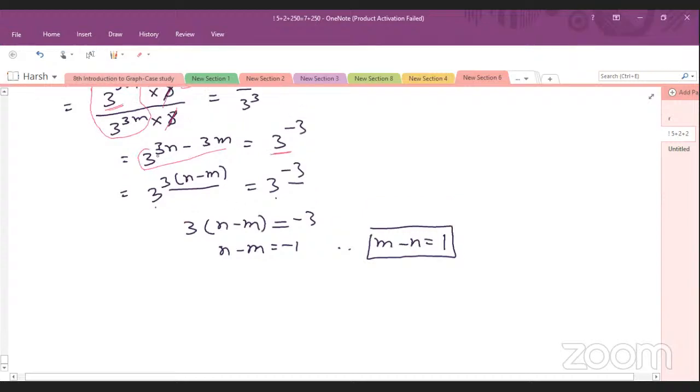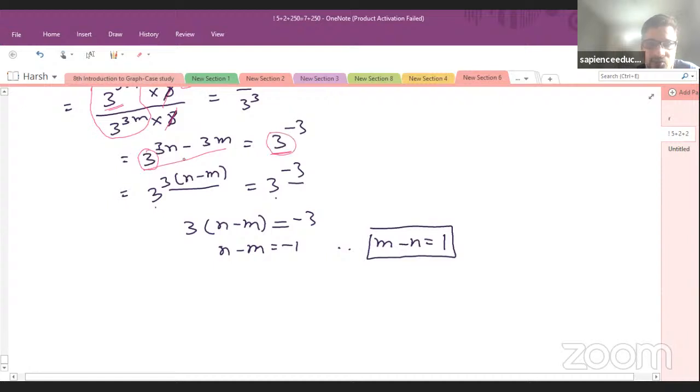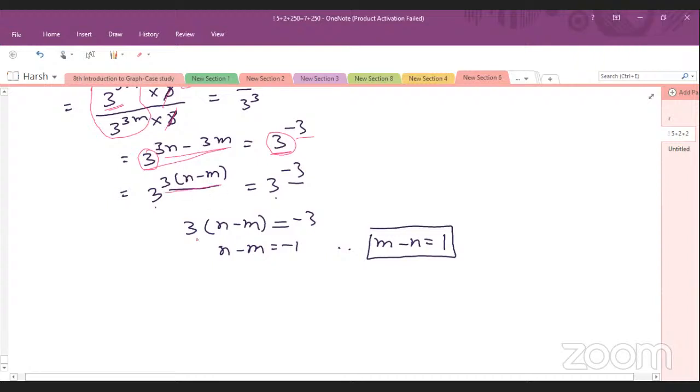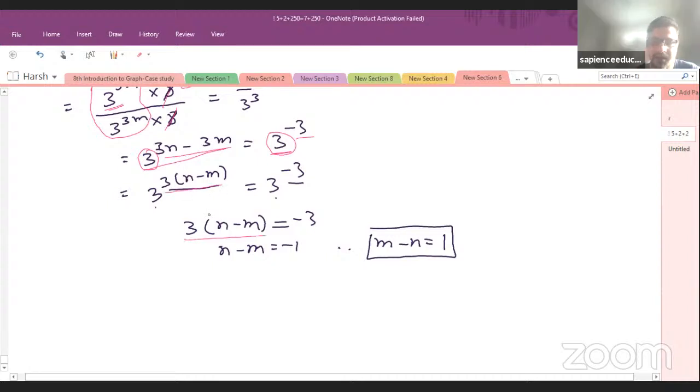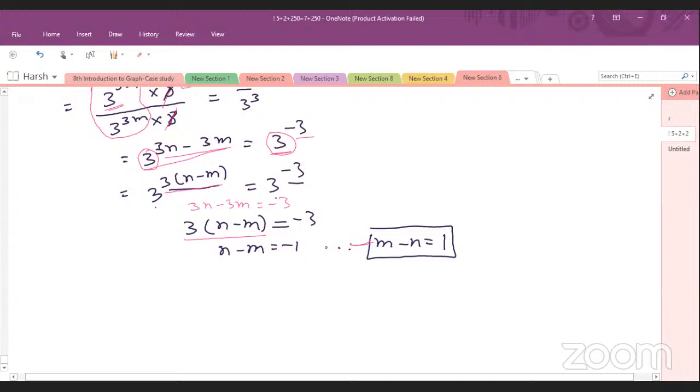Now the base is the same, so the powers will be equal. So 3n minus 3m is equal to minus 3. Taking 3 common, n minus m is equal to minus 1. So m minus n is equal to 1. Okay, sir. Understood.